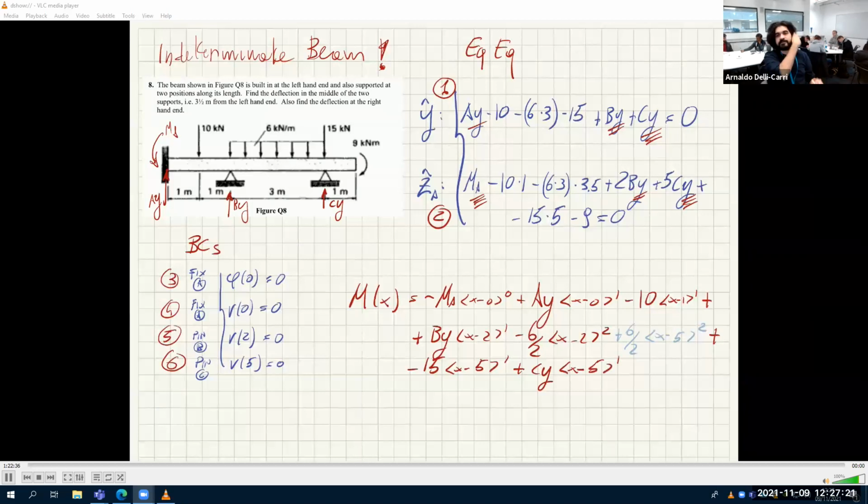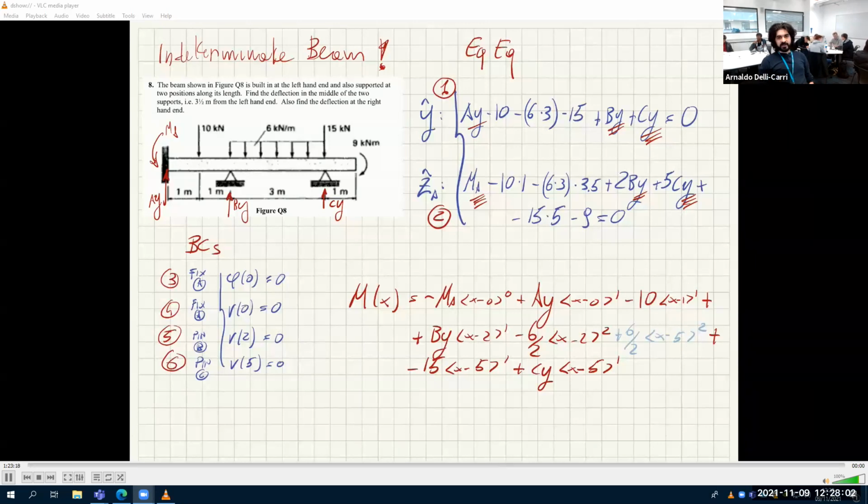Do we use it or not? This 9 kilonewton meters. It's x minus 6 to the power of 0. What do you think? It will always be 0. It looks like we should use it, but I don't think we need to. It's on the end, so you don't need it. Because it's x minus 6 to the power of 0. Yes, it's on the end.